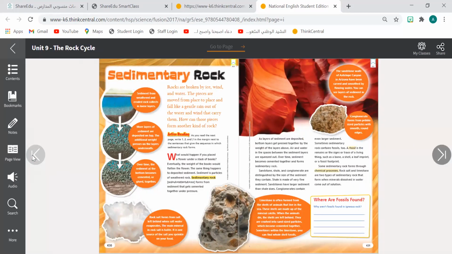Today we're going to learn about sedimentary rock. The word sediments. Do you remember the word sediments? We took it last time, in the previous unit, I think, unit 8. What are the sediments? When rocks are broken with ice, wind, or water, what happens to these rocks? They become very small. And these small rocks, what do we call them?